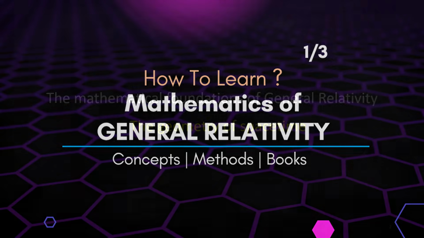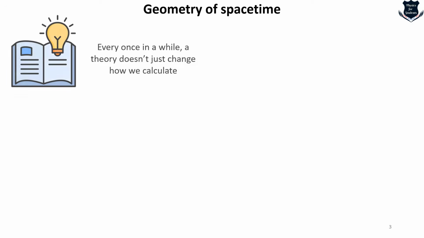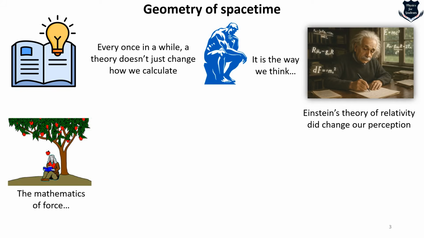Before we go ahead and talk about the books and methods, let us first learn at the very basic step the geometry of space-time. Every once in a while a theory does not change how we calculate, but rather it changes how we think. And this exactly happened in Einstein's relativity. Einstein's theory of relativity did exactly change our entire perception and understanding of space-time and gravity.